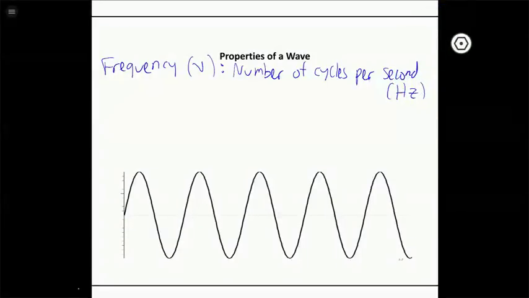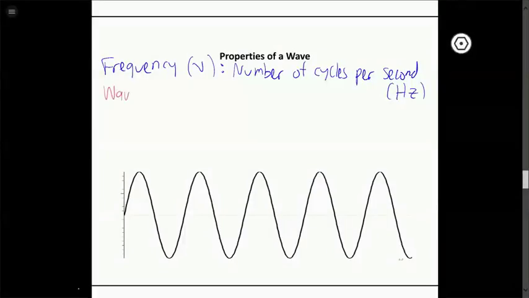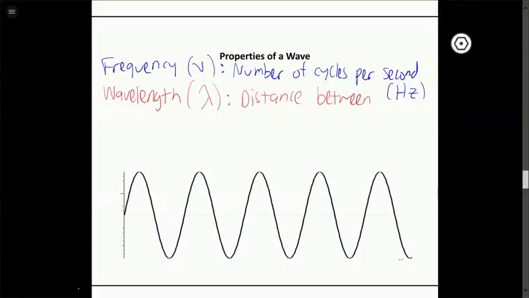Alright, so then the other parameter of a wave that we're going to talk about, the other property, is wavelength. And this has the abbreviation lambda, another Greek letter. And this is the distance, the linear distance between equivalent points in a wave.